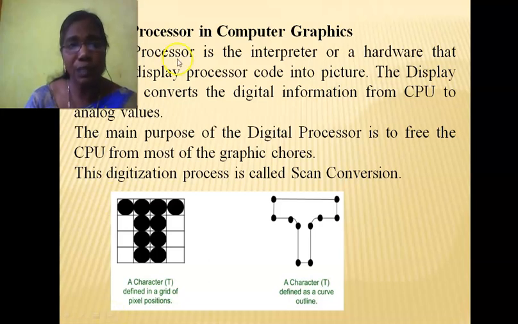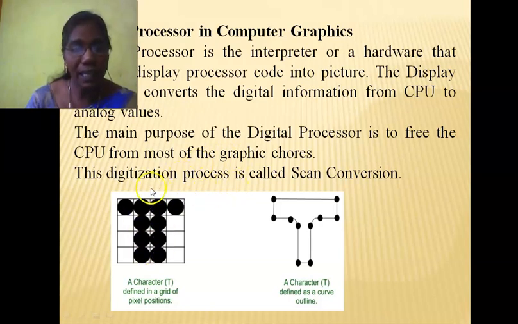Next, we go to the display processor in computer graphics, and how the display is created. The display processor is an interpreter or hardware that converts display processor code into a picture. It converts the digital information from the CPU to analog values. The main purpose of the display processor is to free the CPU from most of the graphics tasks. This digitization process is called scan conversion.